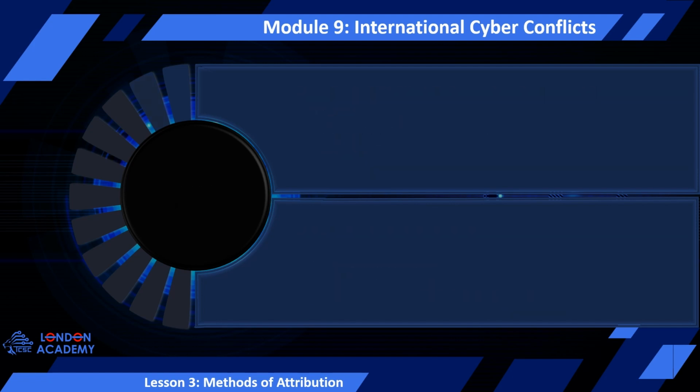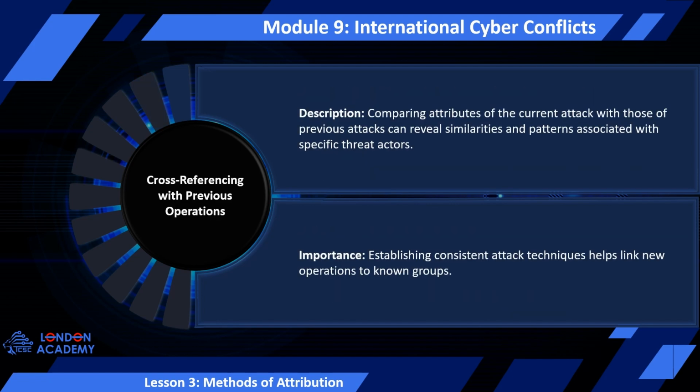10. Cross-referencing with previous operations. Comparing attributes of the current attack with those of previous attacks can reveal similarities and patterns associated with specific threat actors. Establishing consistent attack techniques helps link new operations to known groups.